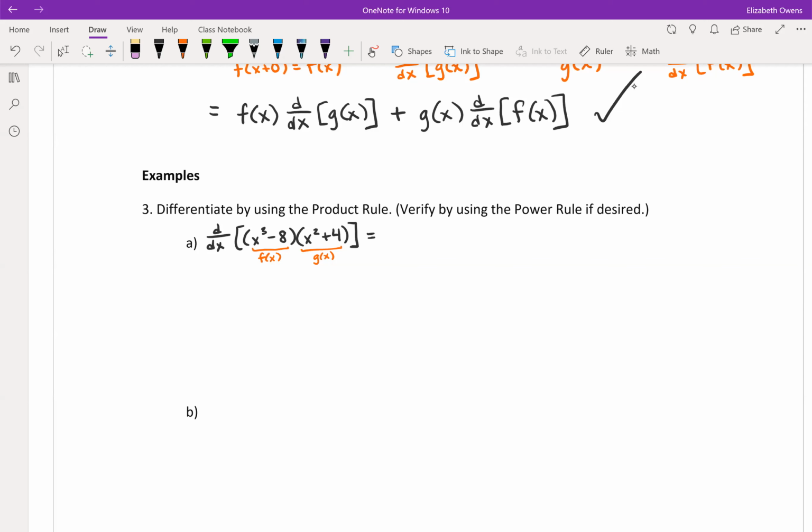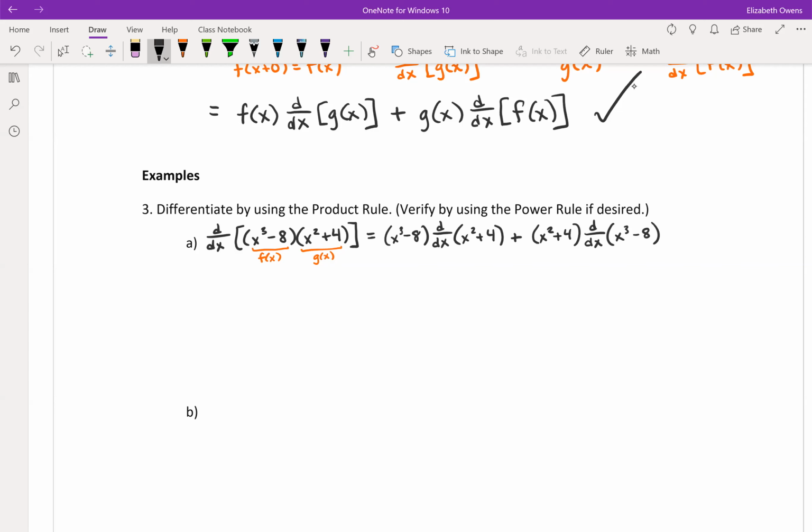So we would take our first function, f of x, x cubed minus 8, times the derivative of that second function, derivative of g of x, x squared plus 4. And then add the second function, g of x, x squared plus 4, times the derivative of the first function, f of x, x cubed minus 8.